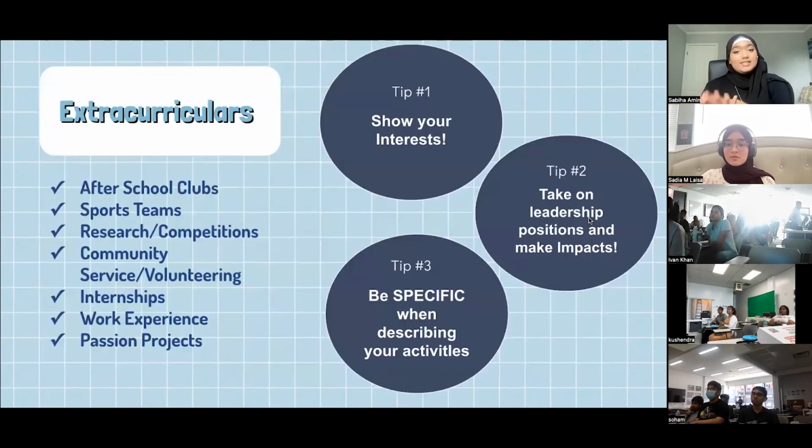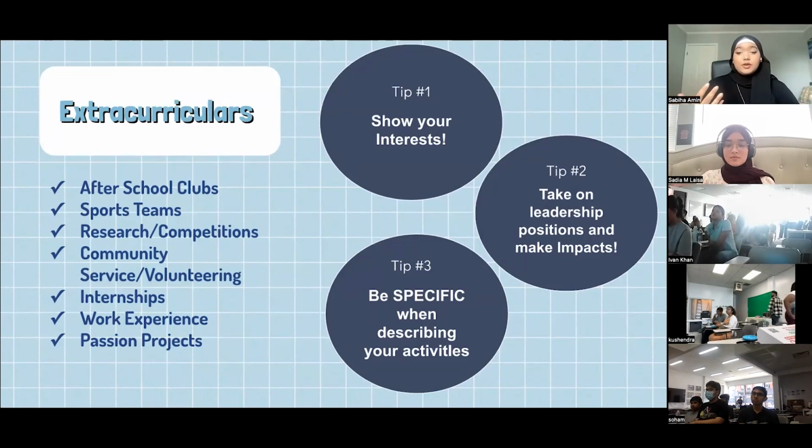Now, the next component is extracurriculars. So there are numerous activities that can be considered as extracurriculars. Of course, we have after school clubs. So there are already probably a lot of organizations that exist within your schools that you can join, possibly even lead if you're super passionate about them and take on a position. You can also charter your own clubs.